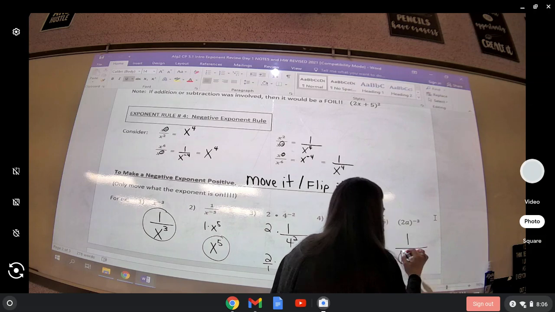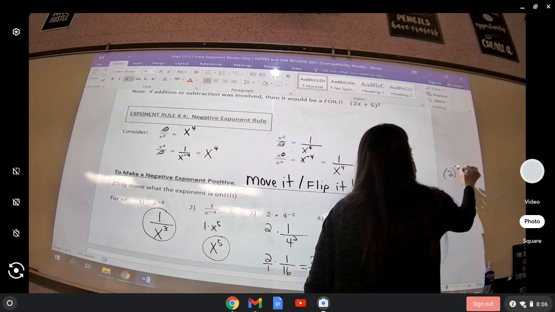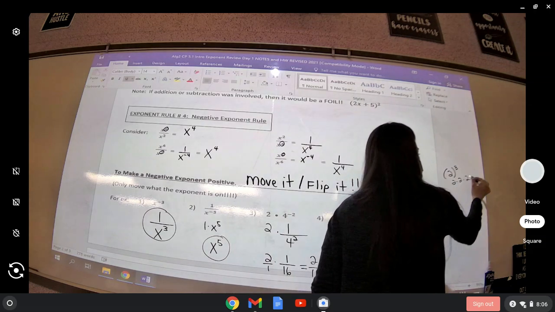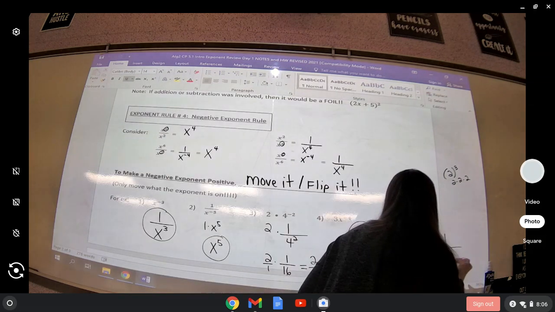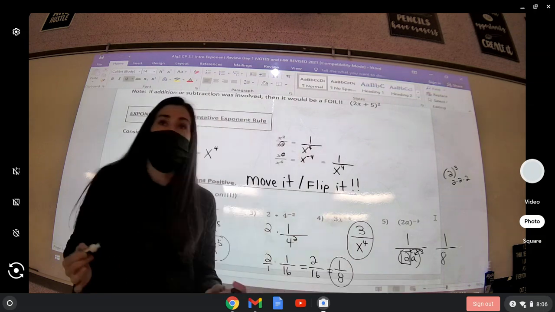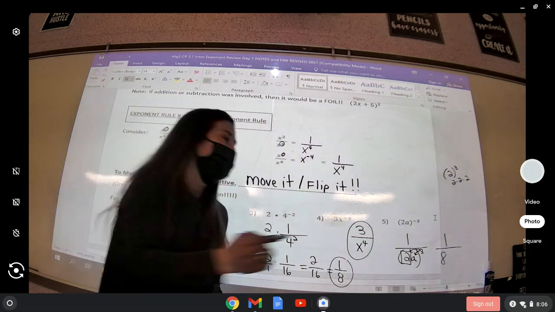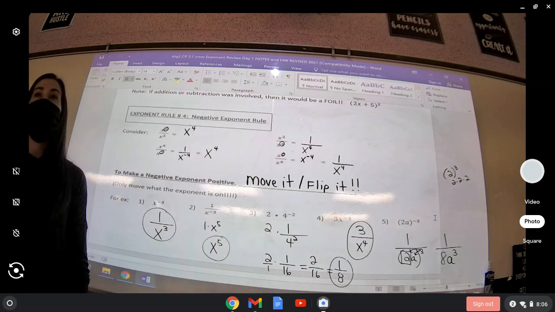So this is a 2, which is a number that we're going to raise to a power of 3. So guys, that's 2 to the 3rd power. That's 2 times 2 times 2. That's 8. And then when I take a and I give it that power of 3, that just becomes a to the 3rd. So it's 1 over 8a to the 3rd.